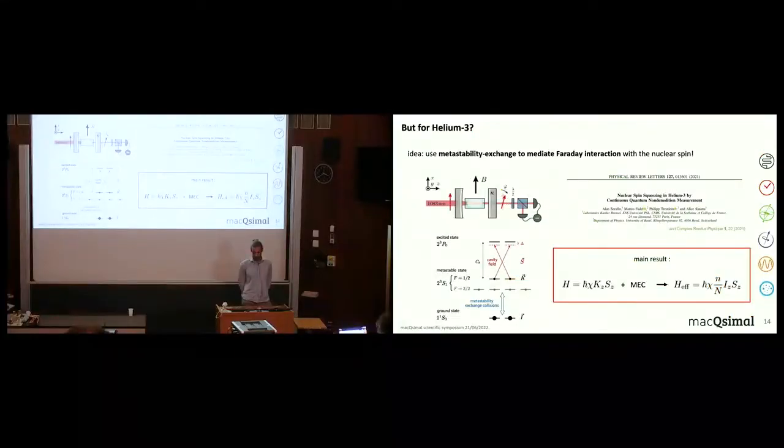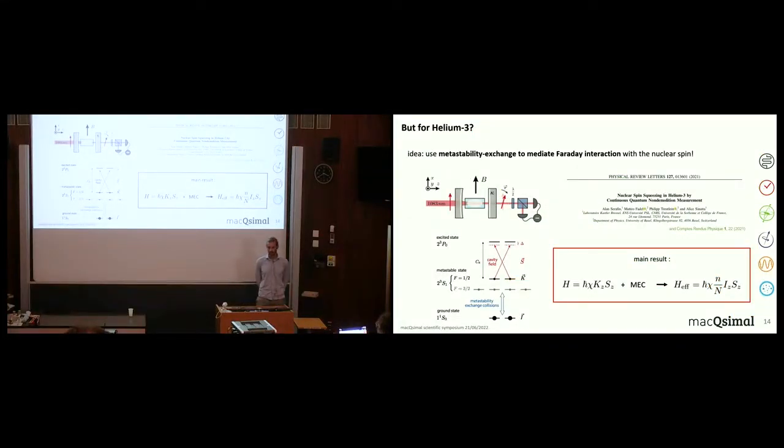And at the end, the main result of our theoretical work was that we can see the combination of the Faraday interaction between the metastable atoms and the light with the dynamics of the metastability exchange collision as an effective Hamiltonian that takes the form of a Faraday Hamiltonian between the light and the nuclear spin. So this metastability exchange collision mediates the interaction and gives rise to a Faraday interaction with the nuclear spin that otherwise would be impossible. There is this rescaling factor, small n over n, that basically is the fraction between metastable atoms and ground state atoms that rescales the strength of interaction.